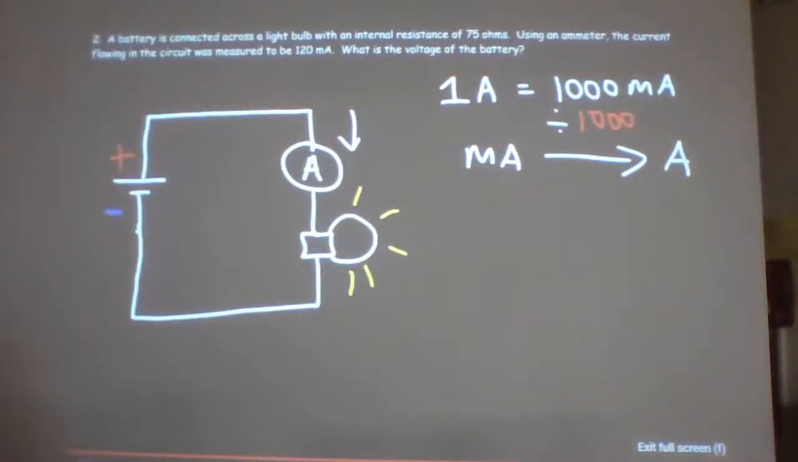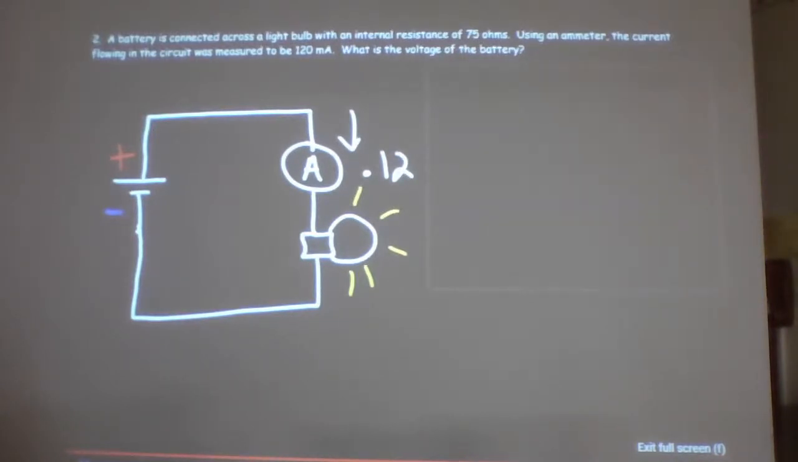You can take 120 and divide by 1,000. All we need to do is take the decimal point and move it 3 spaces to the left, and that will give us a current of 0.12 amps. And so that's a quick way in which you can convert milliamps to amps.